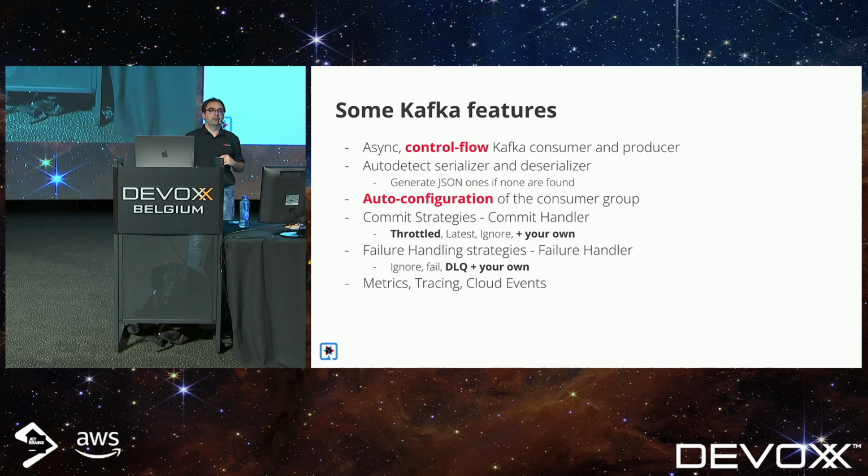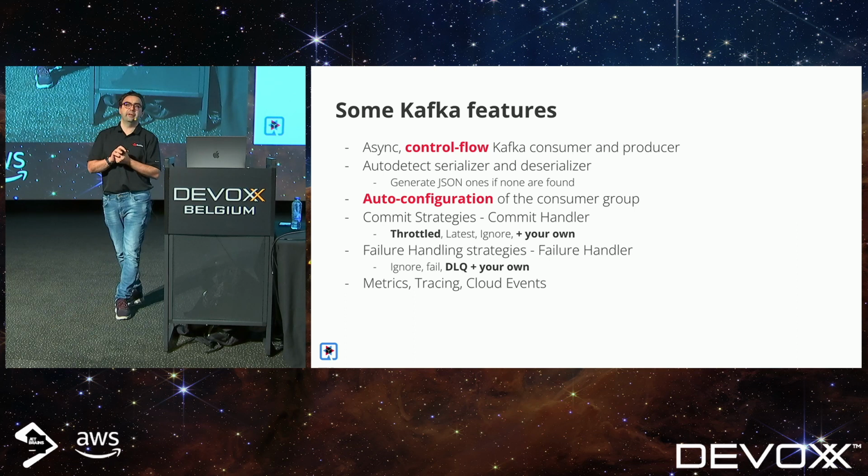Avro comes next. We have three commit strategies. Throttled, that we will detail later. Latest and ignore. Ignore is a commit strategy that doesn't commit. But you can write your own. Be careful. When you start writing your own commit strategy, you need paracetamol, or whiskey, or both.